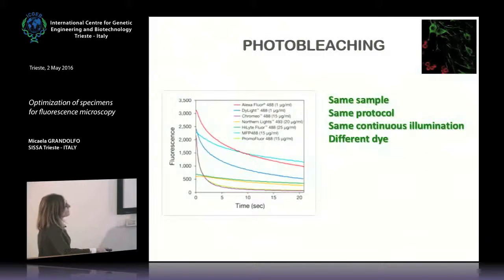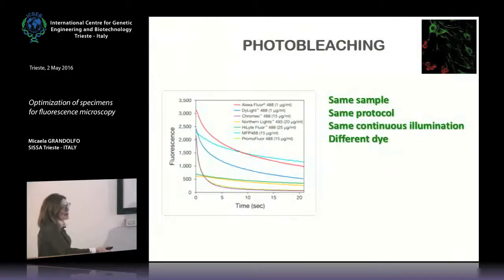The same sample, the same protocol, and the same type of continuous illumination were used, just to compare resistance to photobleaching. It is clear that there is a different starting point, and this corresponds to the quantum efficiency of the different fluorophores. It is also clear that some fluorophores are more robust than others. In this case, after 20 seconds of illumination, you can still collect some light. In the case of these two fluorophores, you are at 0 emission in terms of photons.